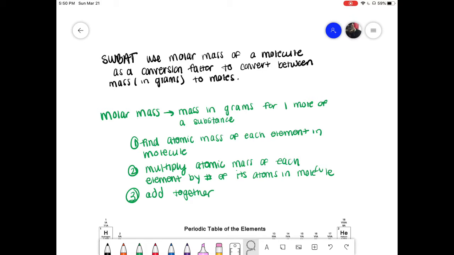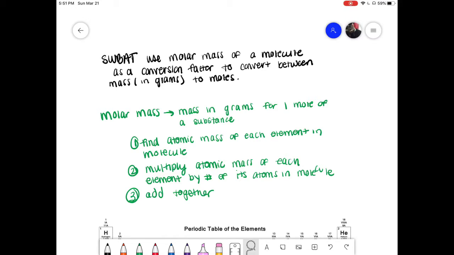In this video, we are going to look at how we can convert between mass in grams to moles of one substance. And the way we're going to do that is through our molar mass. So through this video, you will be able to use the molar mass of a molecule as a conversion factor to convert between mass in grams to moles.